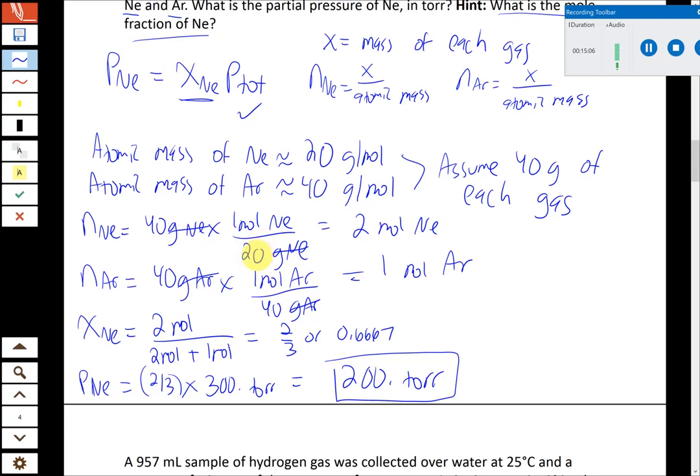Now it would probably be a little bit different if we use the exact atomic masses, because the atomic mass of neon is 20.18 and the atomic mass of argon is 39.95, but to a good approximation, this is what we get. I believe the answer choice is this precise, so 200 torr would be the one that's correct in this problem. This problem was a little bit more challenging because we didn't give you all the numbers, but you had to basically just assume some number or use unknown variables like x. It would have come out the same either way, however you chose to do this.